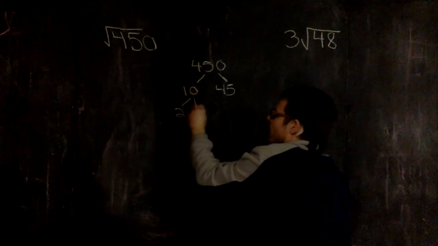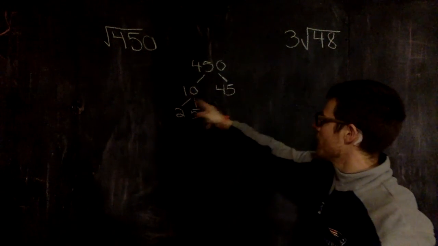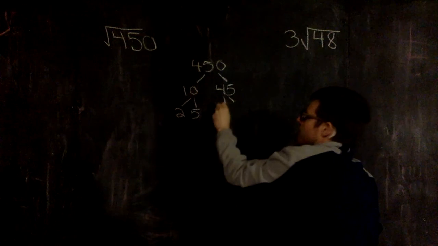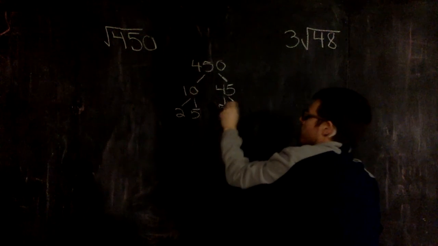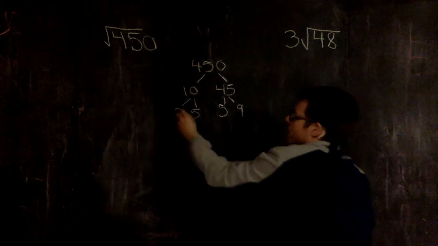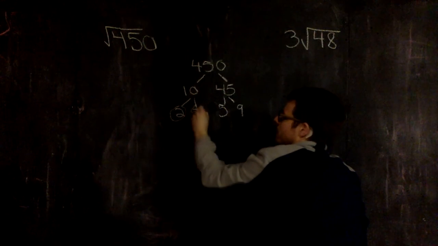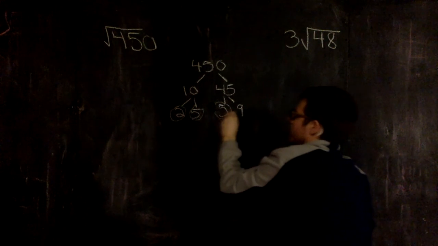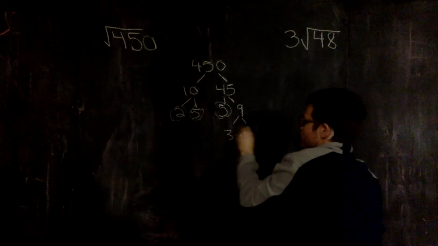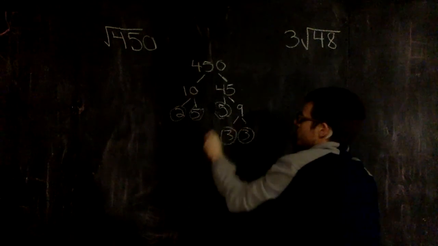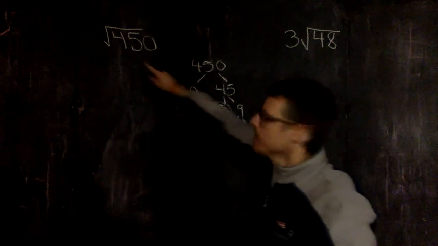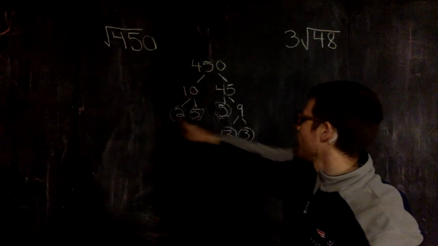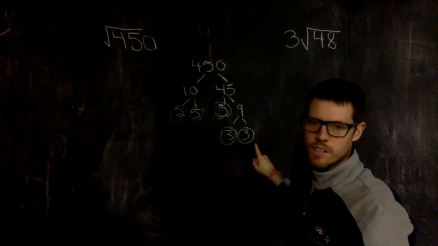2 and 5, because 2 times 5 is 10. 5 times 9 is 45. That's prime, that's prime, that's prime. Oh, 9's not prime yet. So as you can see, I took this number that I had, 450. I found out what its prime factors were, and I circled them all.